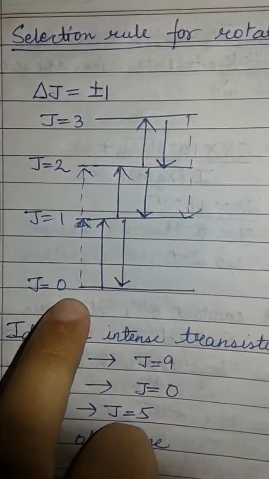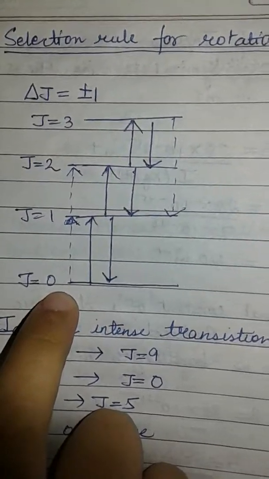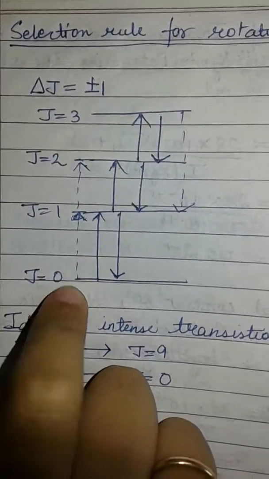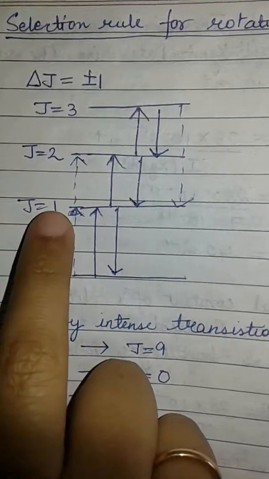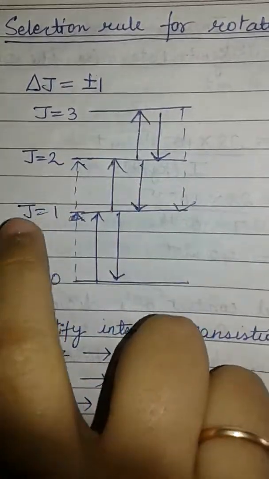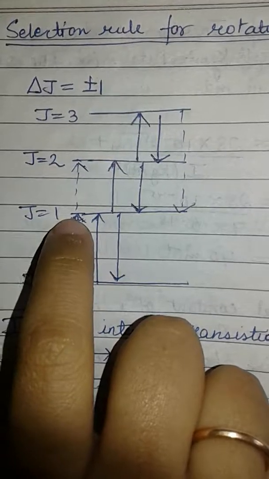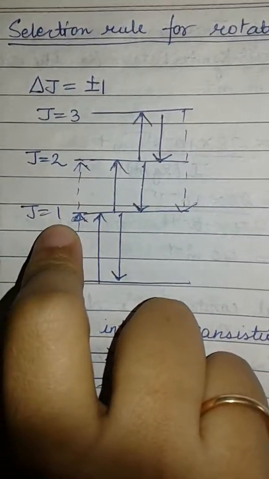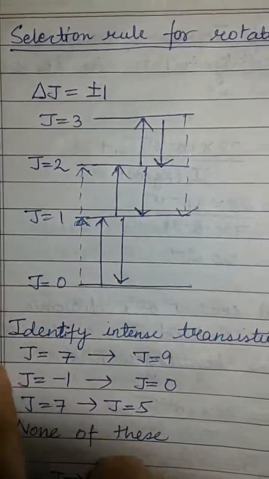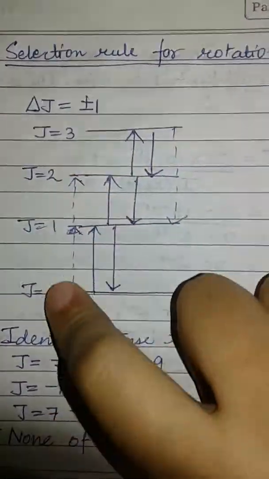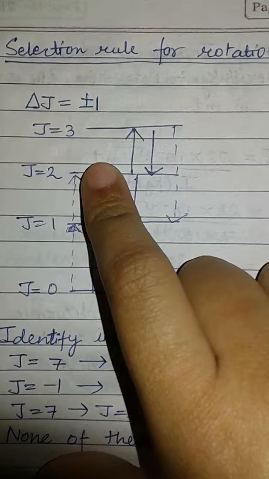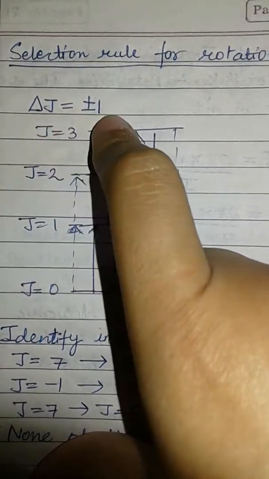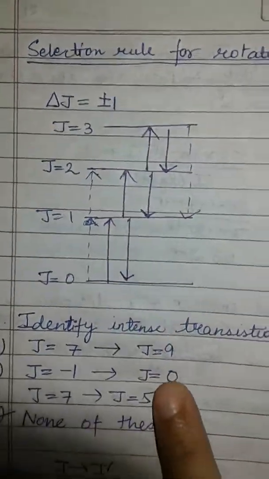So the possibilities are the transition from J equals 0 to 1, or from J equals 1 to 0, and the transition from J equals 1 to J equals 2, or from J equals 2 to J equals 1. Just these are the possible transitions, and from J equals 0 to 2 it is not possible because delta J can be plus or minus 1 only.